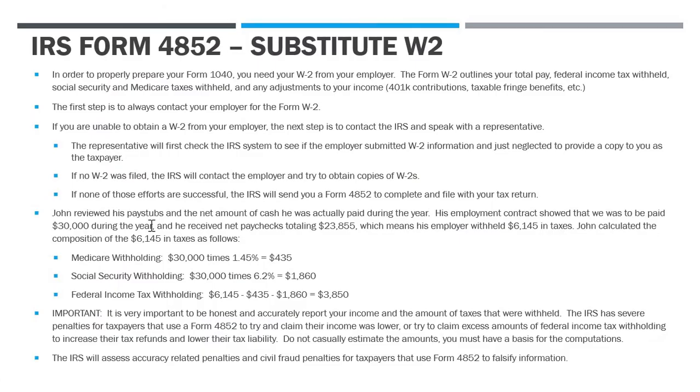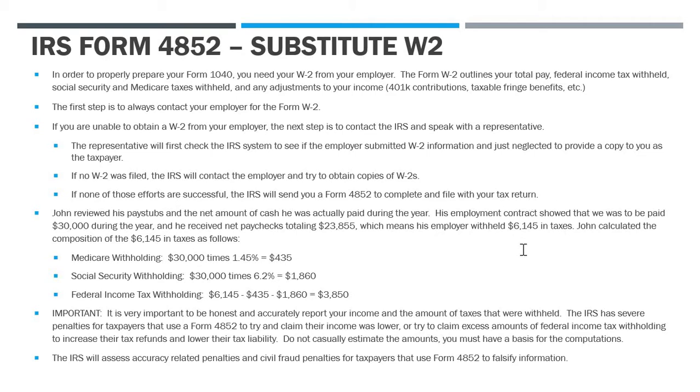So if we look at John here, John's employment contract showed that he was going to be paid $30,000 a year. Okay, so John knows he's on a salary of $30,000 a year, and when he's totaling up his net paycheck, so the actual amount of cash that was deposited into his accounts was $23,855. So if you do some simple math here, $30K minus $23,855, it means that his employer withheld $6,145. Now, it's okay for John to assume in this case that it was all taxes, right?